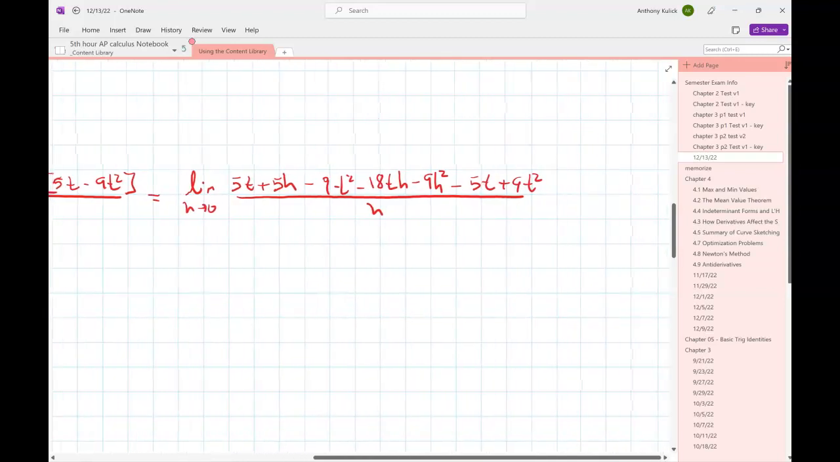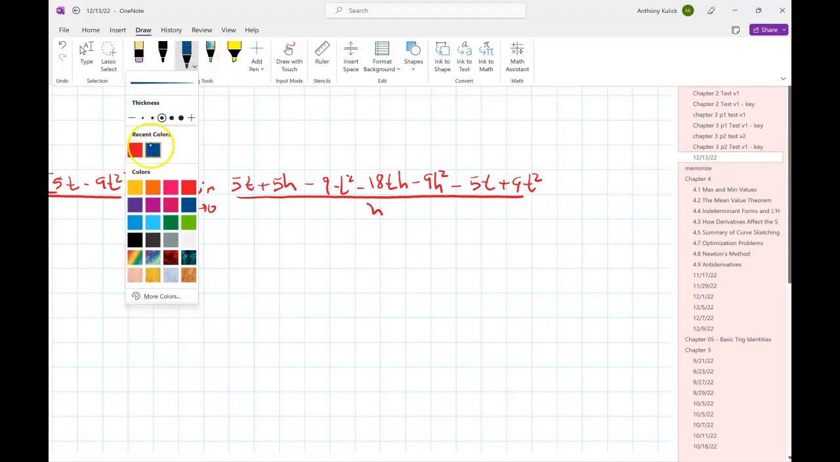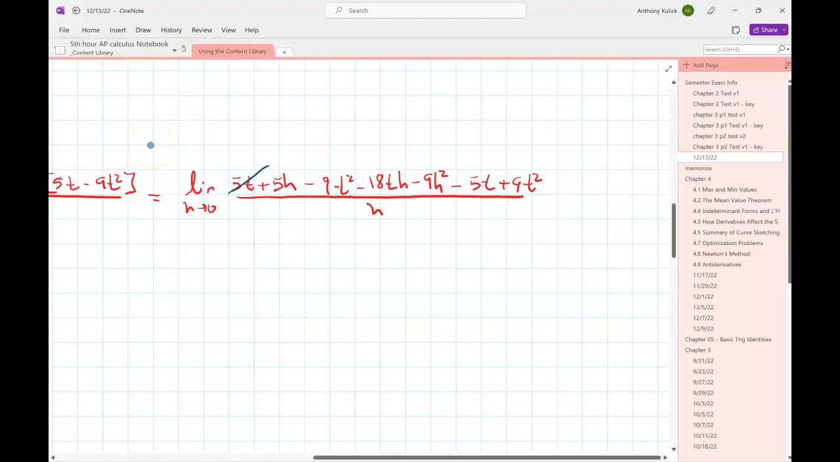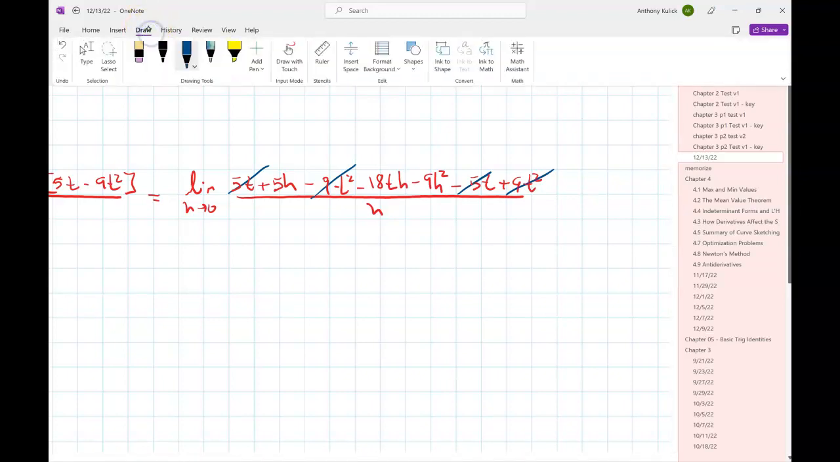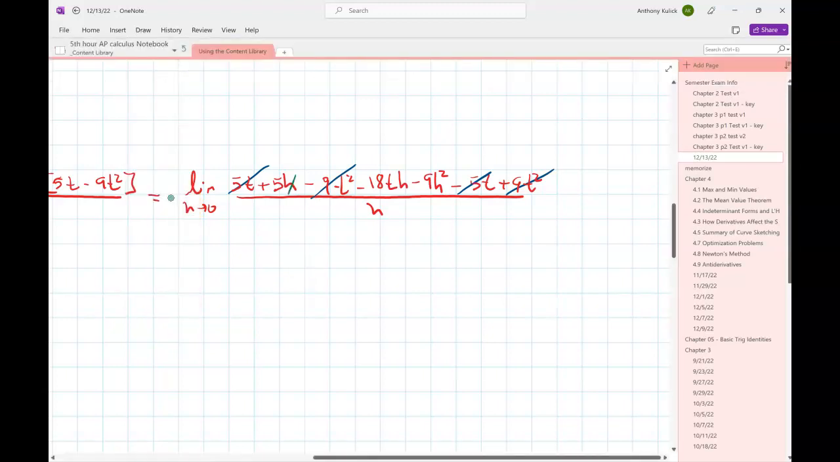Okay. So what I'm going to do now is I'm going to combine some like terms. So I have a positive 5t and a negative 5t. I have a negative 9t squared and a positive 9t squared. Those are all canceling out, which is fantastic, because everything that's left now has a factor of h. So I can reduce an h from everything in the numerator with the h in the denominator.